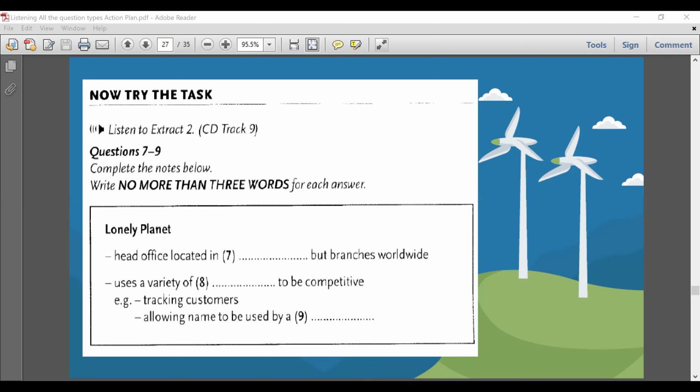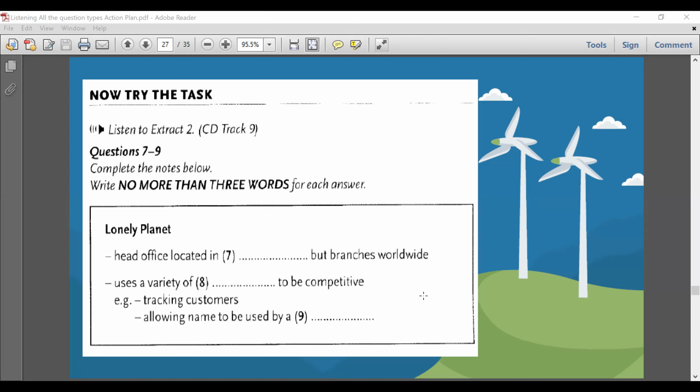One thing they excel at is tracking individual customers, which in turn allows them to measure how well their marketing is working. They've also licensed the name Lonely Planet to a TV program of the same name as part of their overall strategy.